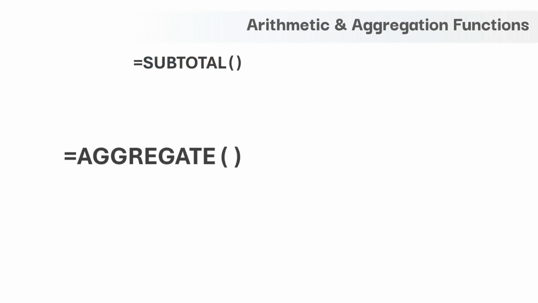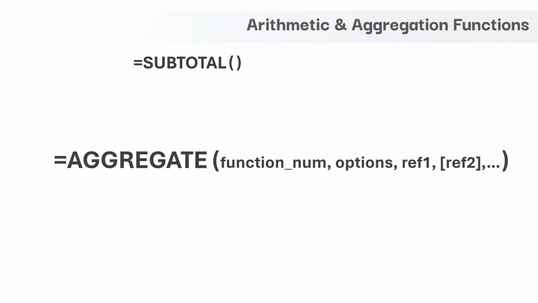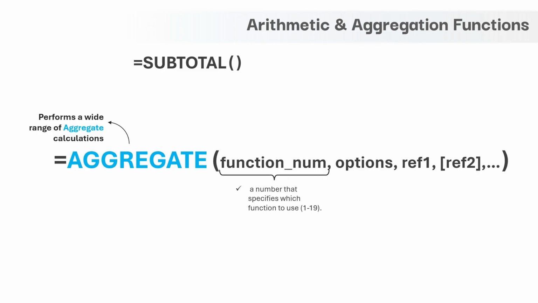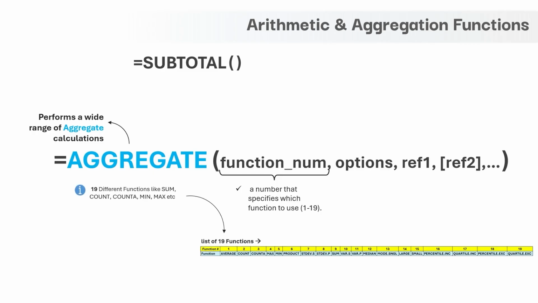The second function is aggregate and it has three mandatory and one optional argument. This function is named aggregate because it can perform a wide range of aggregate calculations, which is even more than what the subtotal function can do. The first argument is function number. Similar to subtotal, it specifies which function to use, and it takes a value between 1 to 19. And of course, each number represents a different function like sum, count, average, min, max, etc.